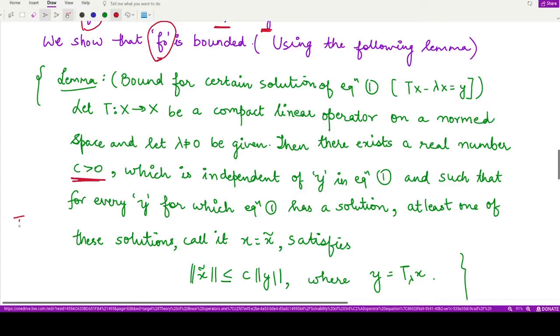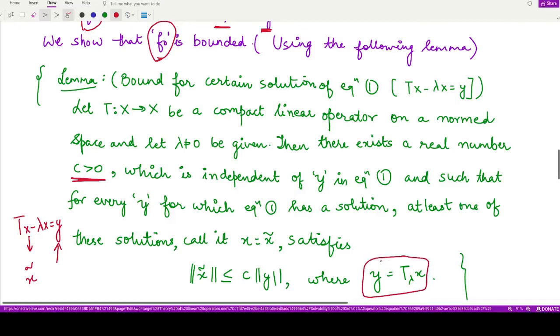So we are talking about this equation Tx minus lambda x equal to y. Now they are saying for every y here, at least one of those solutions x which satisfy this equation for a given y, we are calling that x tilde. So that solution x tilde satisfies this condition: norm of x tilde is less than or equal to c norm of y, where y is T lambda of x.